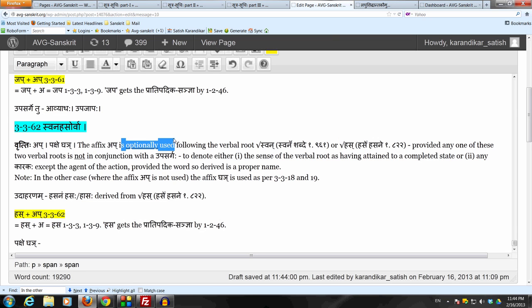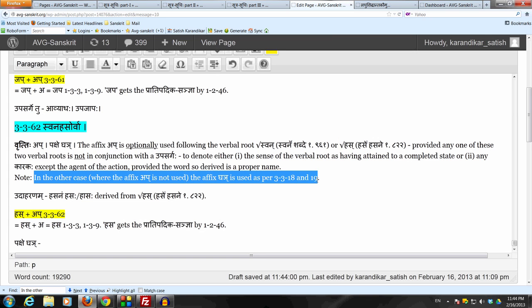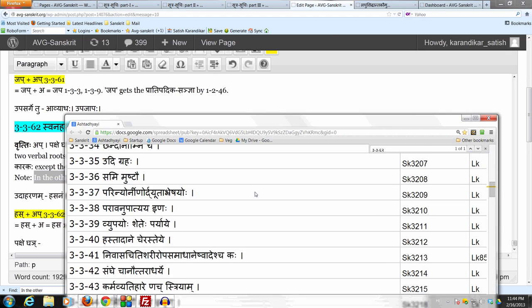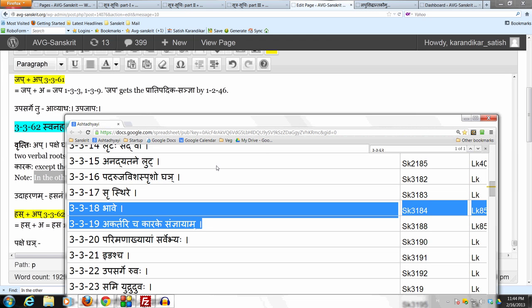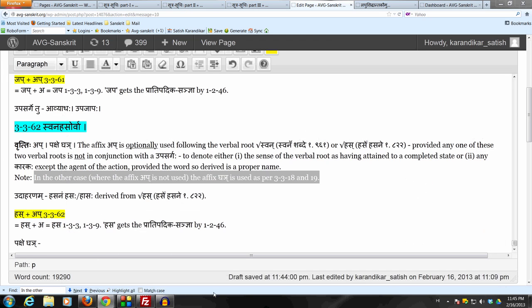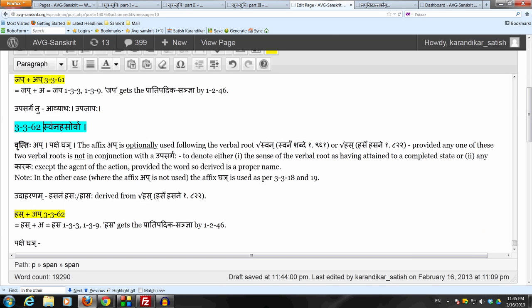And we know that in the case where up does not apply, then we'll have to go back and use the affix Ghai as per 3.3.18.19. And the anuvritti of Ghai comes into 3.3.18.19 from 3.3.16. And here also in this Sutram 3.3.62, just like in 3.3.61, Svanahasor is Shashti Dvivachanam, but actually it is Panchamyarthe Shashti, so really it is Panchami Dvivachanam.